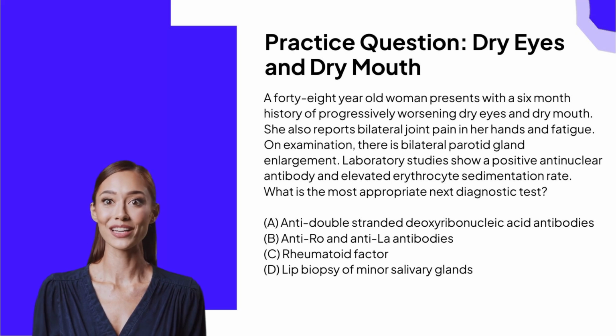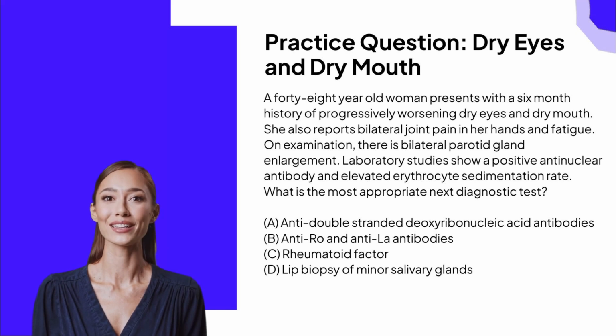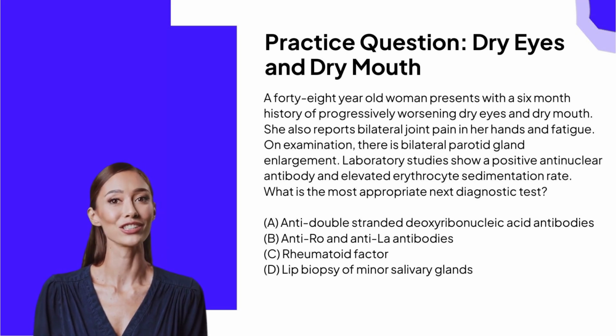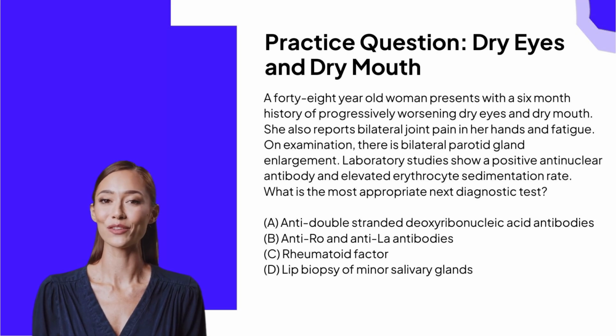Here is our third practice question. We have a 48-year-old woman with 6 months of dry eyes and dry mouth. She also has bilateral joint pain and fatigue, with bilateral parotid gland enlargement on exam. Her labs show a positive anti-nuclear antibody and elevated erythrocyte sedimentation rate. Think about what diagnosis this points to and what the most appropriate next diagnostic test would be.